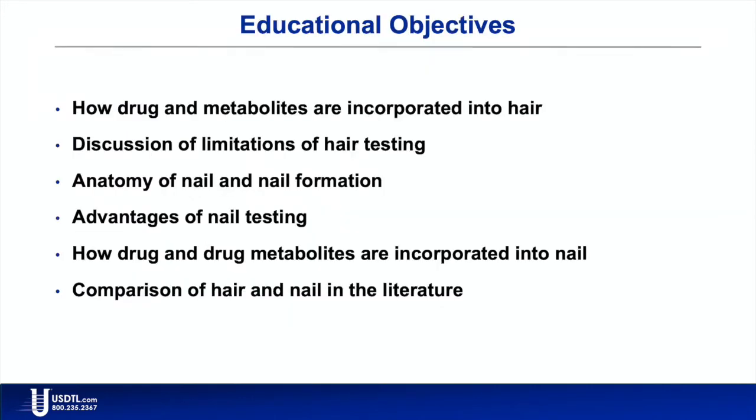Today we're going to talk about hair color bias in keratinized matrices for drug testing. We're going to talk about how drugs and metabolites are incorporated into hair. We're going to discuss the limitations of hair testing. We're going to discuss the anatomy of nail and nail formation. We're going to discuss the advantages of nail testing, how drug and drug metabolites are incorporated into nail, and then we'll have a few examples of comparisons of hair and nail in the literature as they relate to hair color.